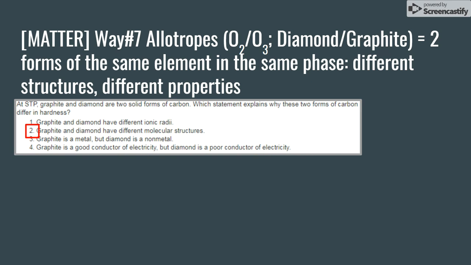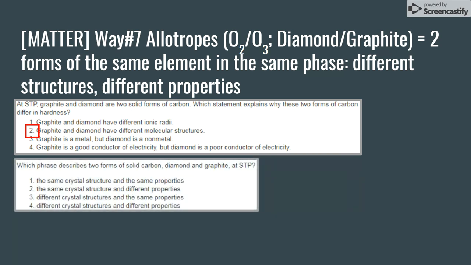While it is true that graphite is a good conductor of electricity and diamond is poor, that has nothing to do with why they are allotropes. Let's look at some other problems. Which phrase describes two forms of solid carbon, diamond and graphite, at standard temperature and pressure?